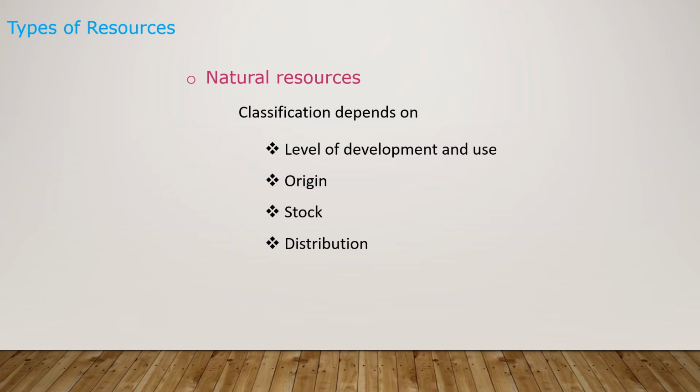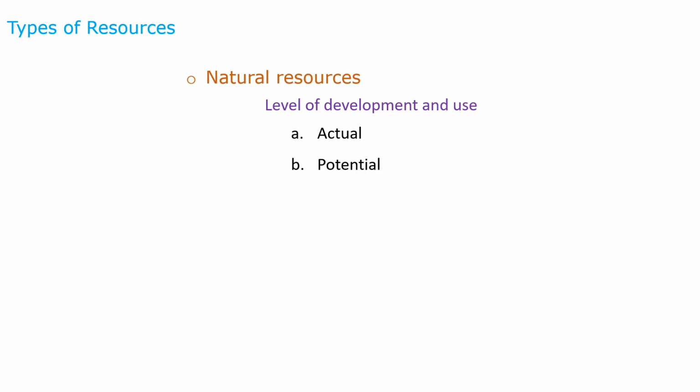The first classification: the natural resource is divided into actual and potential resource. It is based upon the level of development and use. Here you can say it depends on in what way you are using a natural resource and how much technology we have developed. Based upon that, it is divided into two types: actual resource and potential resource.